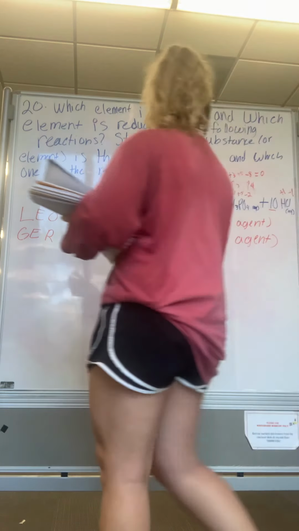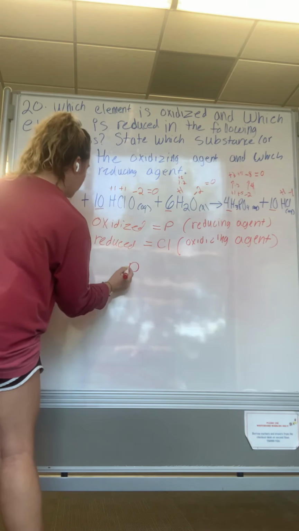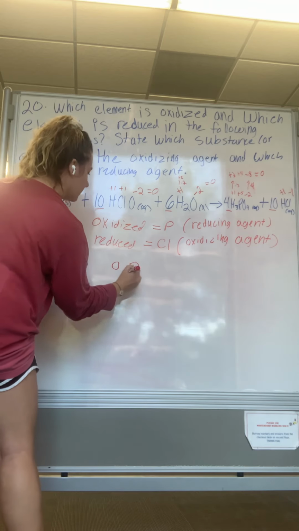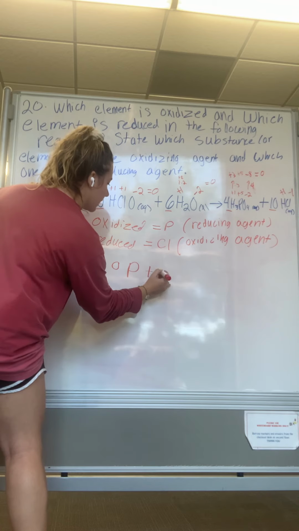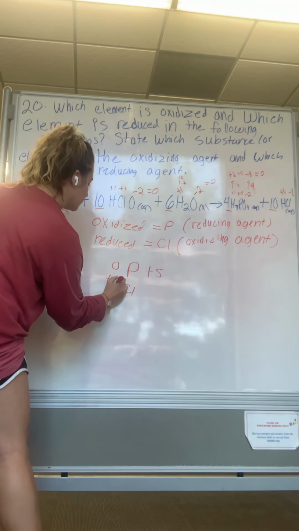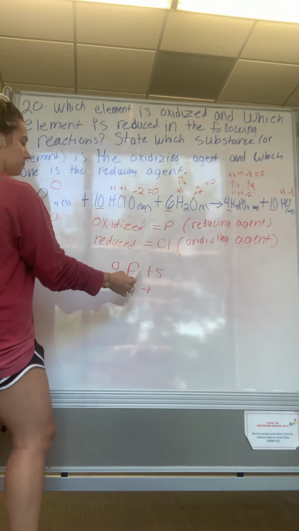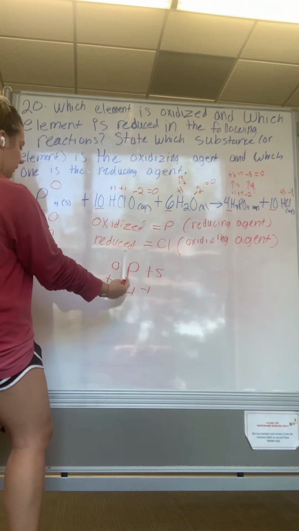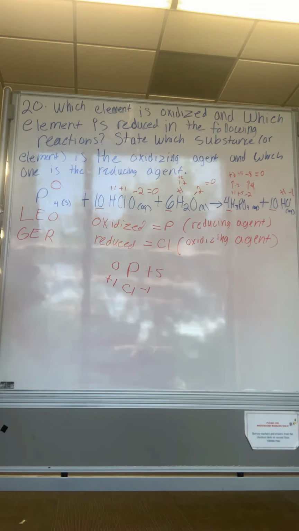And just so you can see it, P on this side of the equation has 0, and on this side of the equation it has a +5 oxidation number. Cl starts with a +1 and goes to a -1. So you can see how P is oxidized because its oxidation number increases, and Cl is clearly reduced because it goes from +1 to -1.